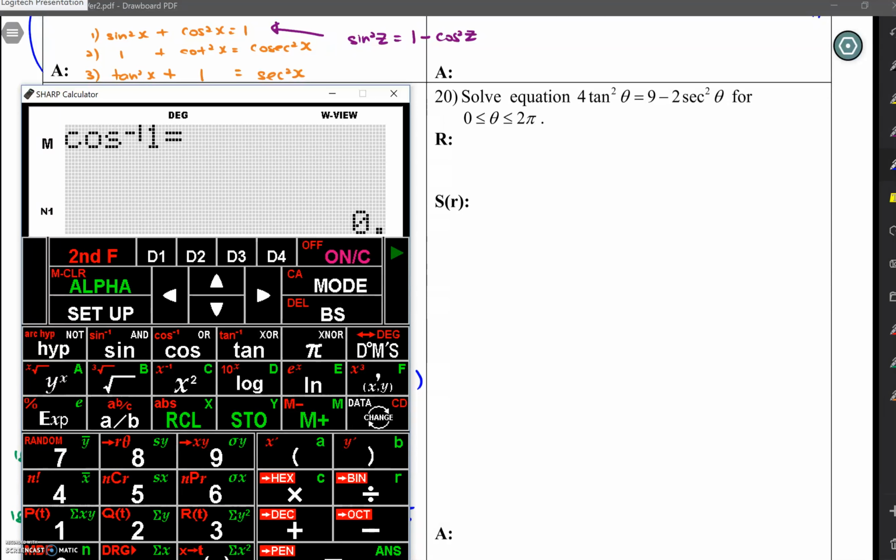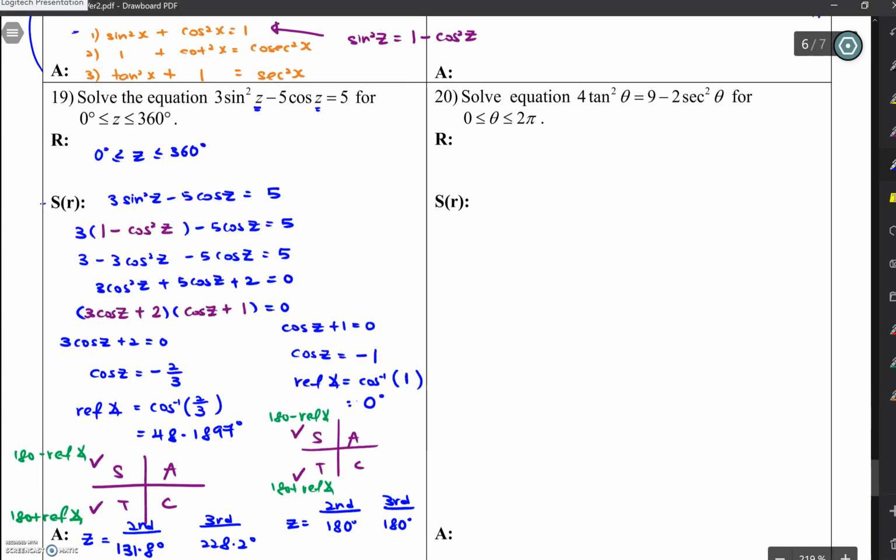Okay, now let's start with question 20 again. So question 20, same thing, you will see identity. So here you see tangent square theta, you see secant square theta. I won't be able to solve if I see two different trigo terms. So now look at the three identities here again. Which one will you be able to use? The first one, second one, or the third one? I hope you can see that this is the third identity whereby there is tangent and secant.